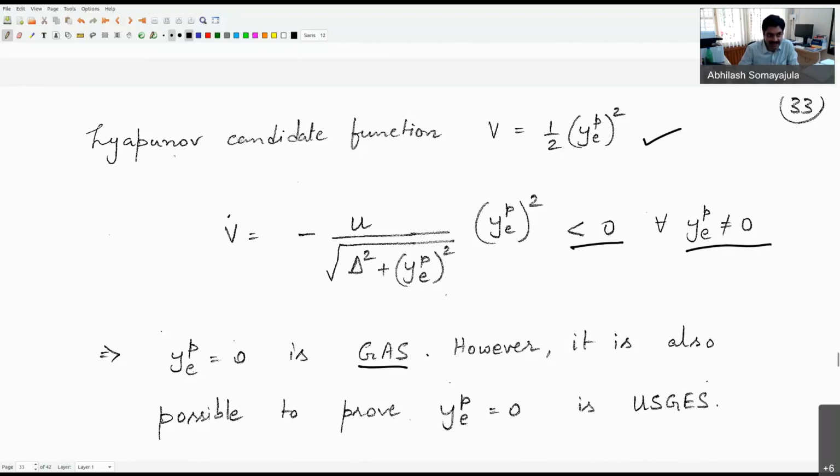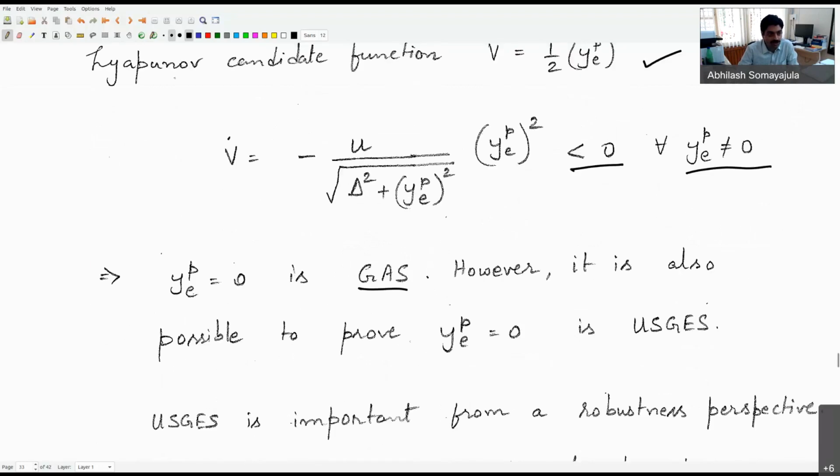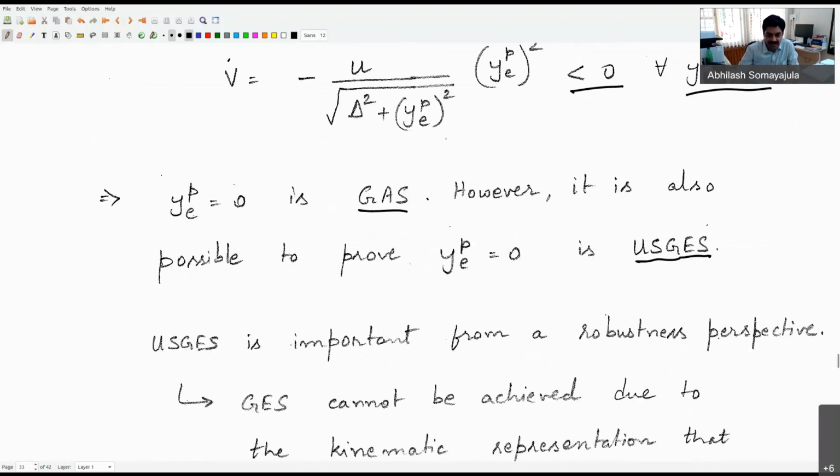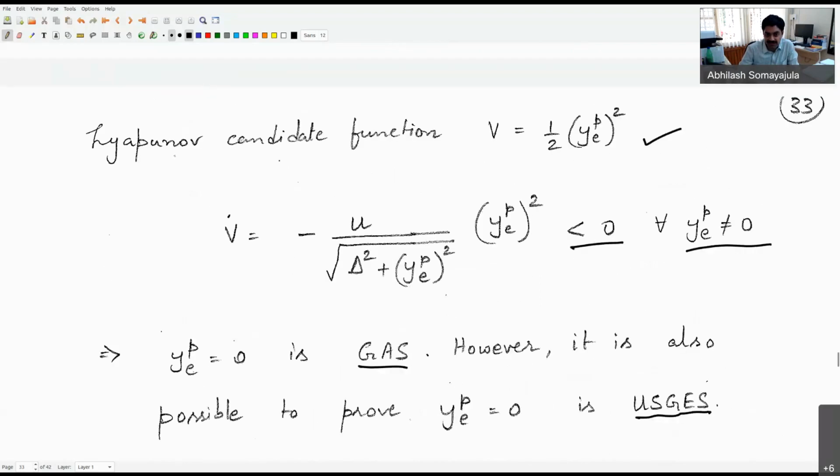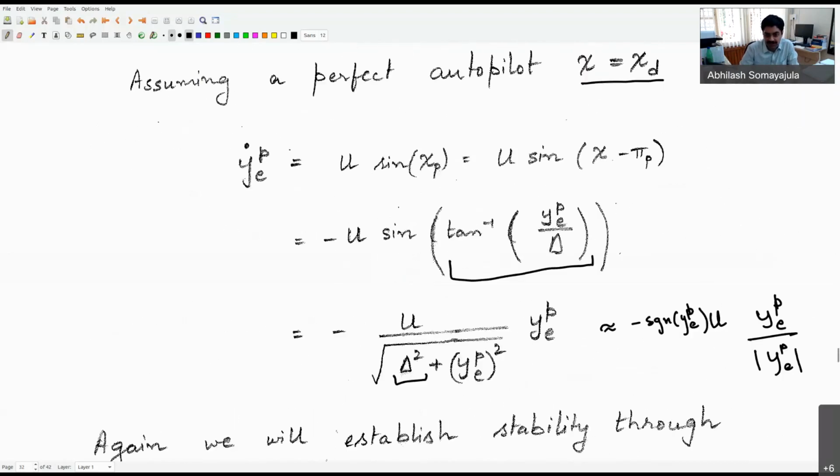We also looked at the idea in the last class that in fact we can prove a much stronger stability criterion for this system. We can in fact show that the system is uniformly, semi-globally, exponentially stable. And we understood that this condition is quite important from a robustness perspective. And we also observed that global exponential stability cannot be achieved because of the kinematic representation, where we are dealing with trigonometric functions, so there is some saturation which occurs. So therefore, we can't actually prove that the system is globally exponentially stable.